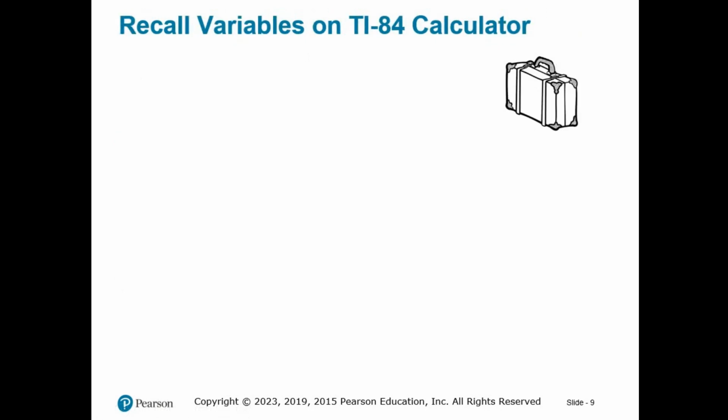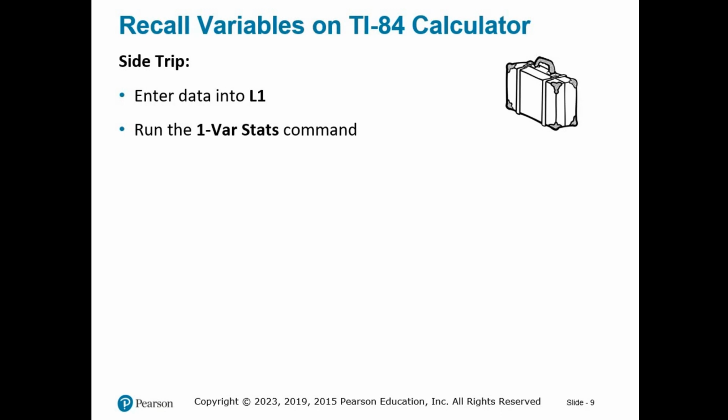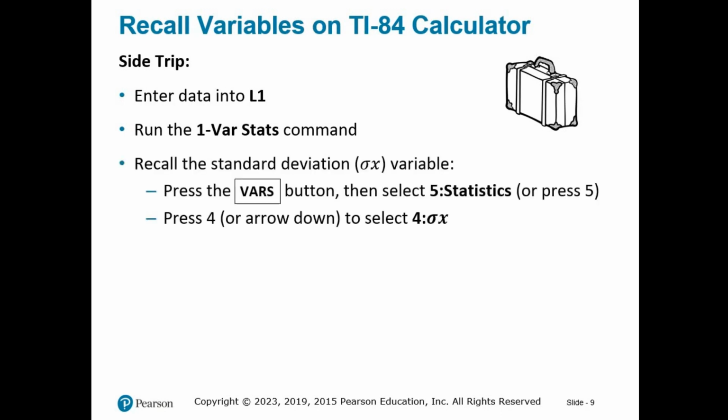So back to where we were. Here's an option if you want to use it. If you would like to do this, follow along, and you will be using the numbers that we worked with a moment ago, 1 through 7. First, enter your data into your calculator into L1. Then perform the one variable stats command on it. Now, to recall the standard deviation variable, press the Vars button, then select or press 5, the statistics option, then press 4 or arrow down to select the 4 option, which has the standard deviation variable on it.